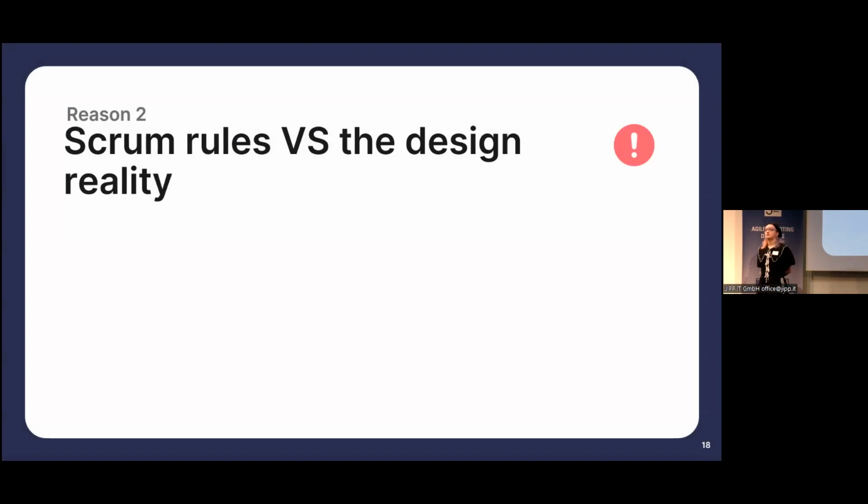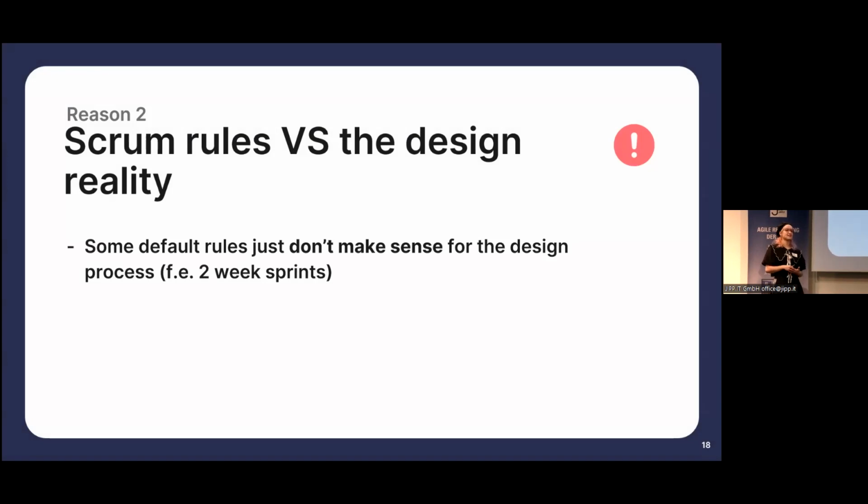Reason number 2, Scrum rules versus the design reality. Scrum has quite strict rules, I feel, in terms of the Agile frameworks we have. And a lot of these rules or guidelines don't make any sense. Even if this works well for your development teams, I guarantee you will run into issues doing this with your design teams. So I just put one example here, the 2-week sprint. Why does the 2-week sprint not work in design? Imagine if you have 2 designers on your project, imagine how much they can design in 2 weeks. A shit ton of work.